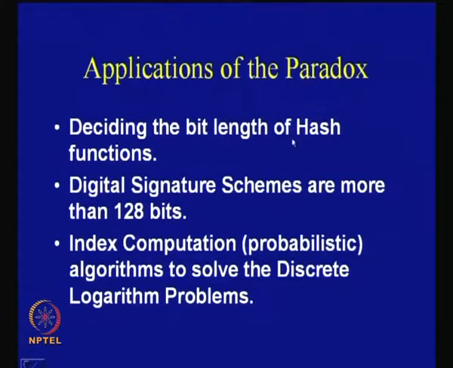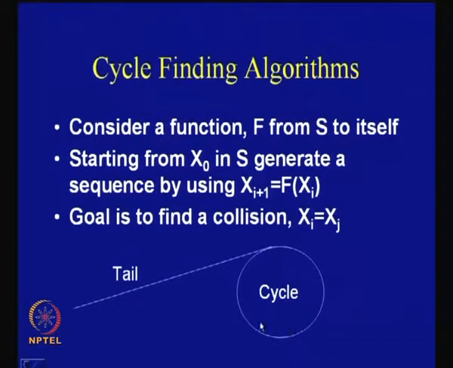There are a lot of applications, like deciding the bit length of the hash function. Digital signature schemes have to be kept more than say 128 bits. It is used for doing cryptanalysis like index computation, which are algorithms to solve something called the discrete logarithm problem. So we will try to find a very interesting application of the birthday paradox. It's something called cycle finding algorithms.